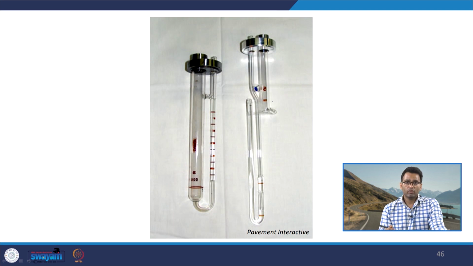Since here we are using the gravitational characteristics of the bitumen, we are actually measuring the kinematic viscosity, typically in units of centistokes. If we are interested in the absolute viscosity of the bitumen, then this kinematic viscosity can be multiplied with the density of the bitumen. This picture on the screen is a typical U tube which is used during the determination of the absolute and kinematic viscosity of the bitumen in the laboratory.